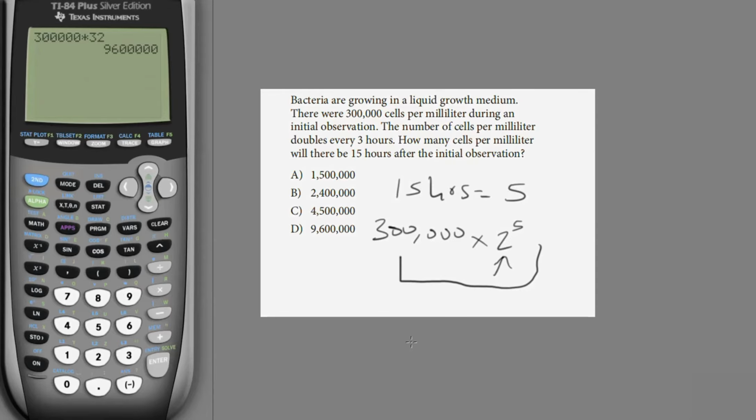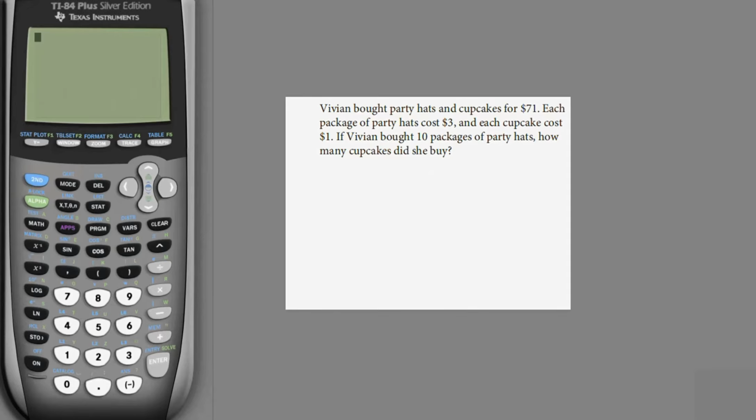In this video, we're going to learn how to solve this short math question easy and fast. So let's get started. The question says Vivian bought party hats and cupcakes for $71. Each package of party hats costs $3 and each cupcake costs $1. If Vivian bought 10 packages of party hats, how many cupcakes did she buy?